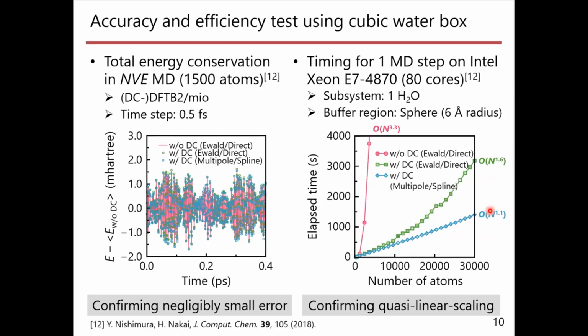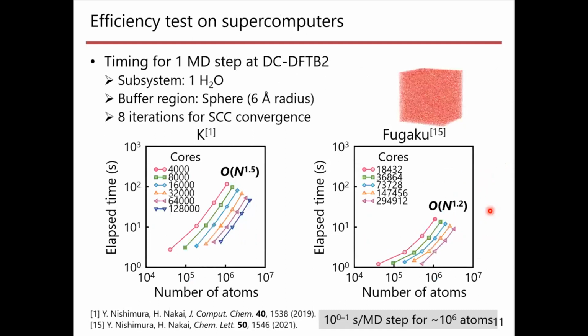The right figure shows the system size dependence of the elapsed time of one MD step on a single node workstation. The scaling of conventional DFTB is close to cubic, which is due to the matrix diagonalization being the bottleneck of the calculation. This bottleneck was removed by the divide and conquer method, and the scaling was improved to order 1.6. And then the present algorithm further reduced the computational cost, and quasi-linear scaling of order 1.1 was achieved.